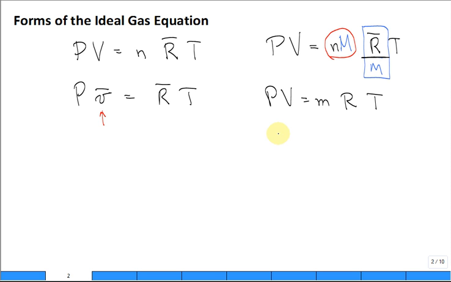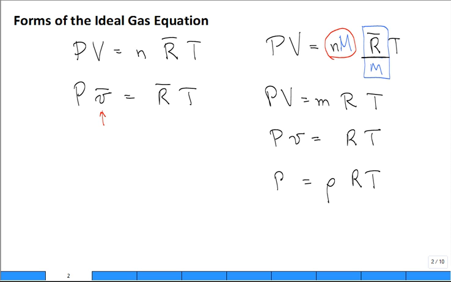Okay. And then you can also divide both sides by M. You get P v is equal to R T, where v is now the specific volume on a mass basis. And one last equation that's useful is P is equal to rho R T. Well, a lot of people like mass density, which is the reciprocal of the specific volume. So you just introduce mass density.